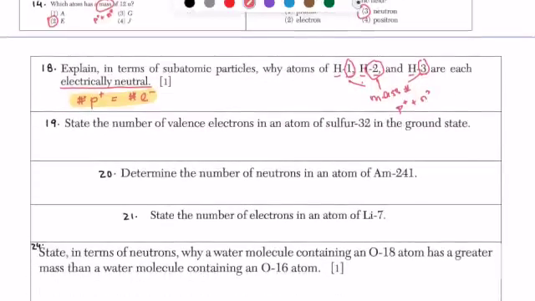State the number of valence electrons in an atom of sulfur 32 in the ground state. Just look at the electron configuration of sulfur. Look at how many electrons you have in the outermost shell. That's your answer.